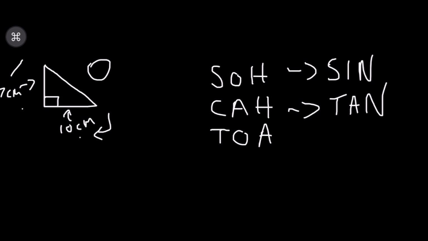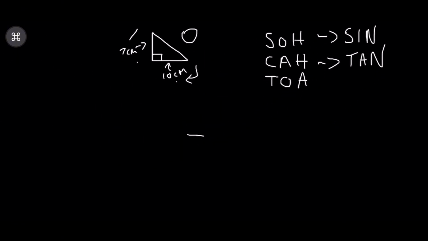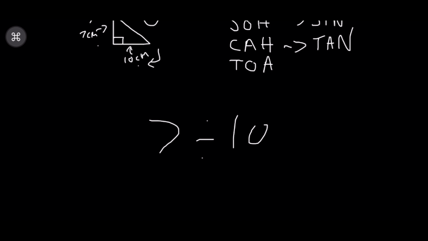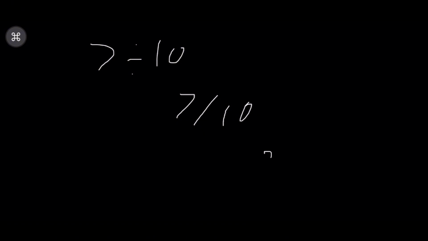Step 3, substitute the numbers. So tan theta equals 7 divided by 10. Step 4, use the inverse tan. So theta equals tan minus 1 of 7 tenths. Using your calculator, theta equals 34.99, which rounds to 35 degrees.